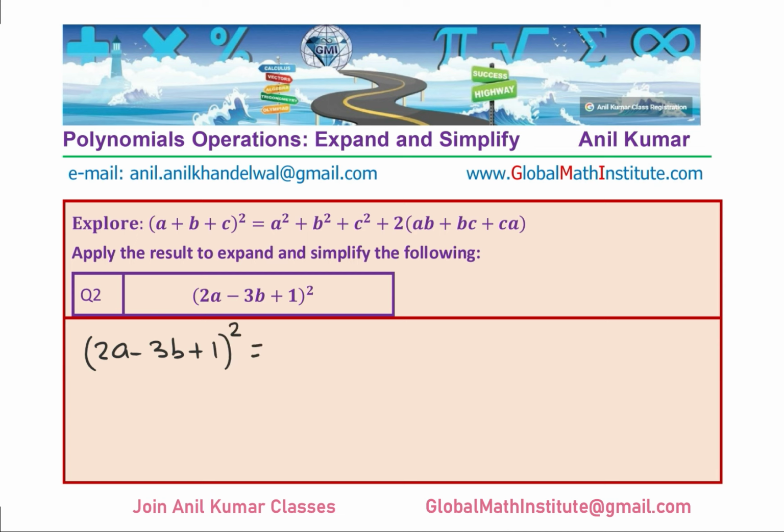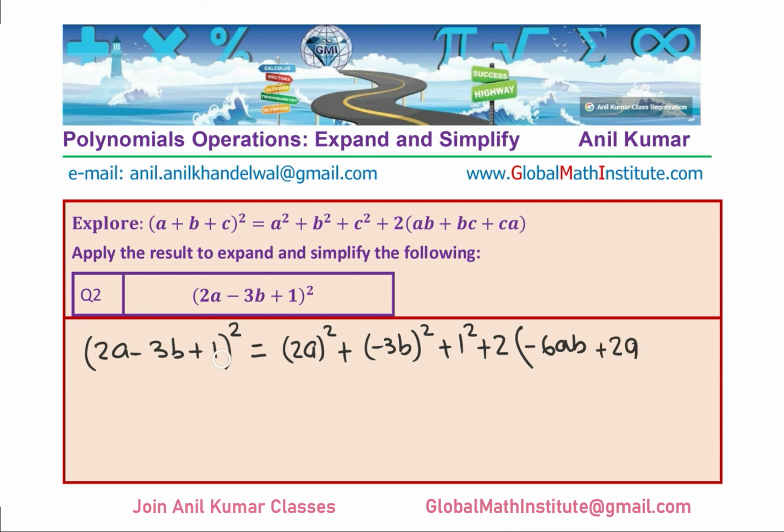You can always pause the video and apply the formula. I hope you remember it, but I've also written it right there on the top, which you must have noticed by now. So we now get (2a) whole square plus (minus 3b) whole square plus 1 square plus 2 times the product of these. You can change the order if you want. But anyway, I prefer to multiply a with b first, which is 2 times 3 is 6 with a negative sign, ab, right? And then 2a with 1, so we get plus 2a.